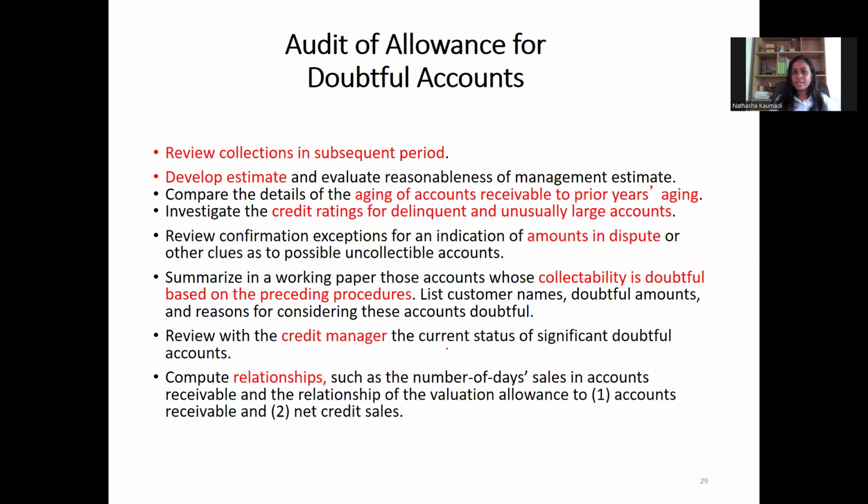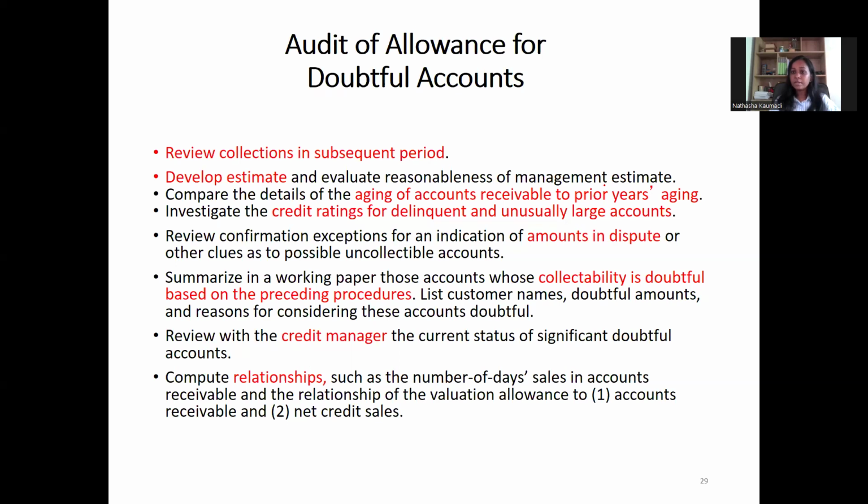And we discussed the audit of allowance for doubtful accounts. You have to calculate this provision for doubtful accounts. You have to review collections in the subsequent period. These are the subsequent settlements, right? I explained subsequent settlements to you: develop an estimate and evaluate the reasonableness of management's estimate. Now the management has computed their own allowance for doubtful debts. You have to see whether it is correct.